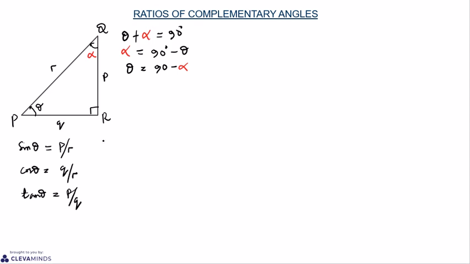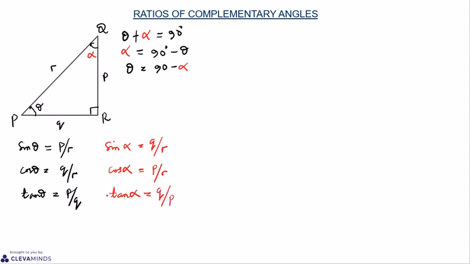Let's also do the same for angle alpha. Sine alpha will give us small q ratio r. Cos alpha will give us small p ratio r. Then tan alpha will give us small q ratio p.